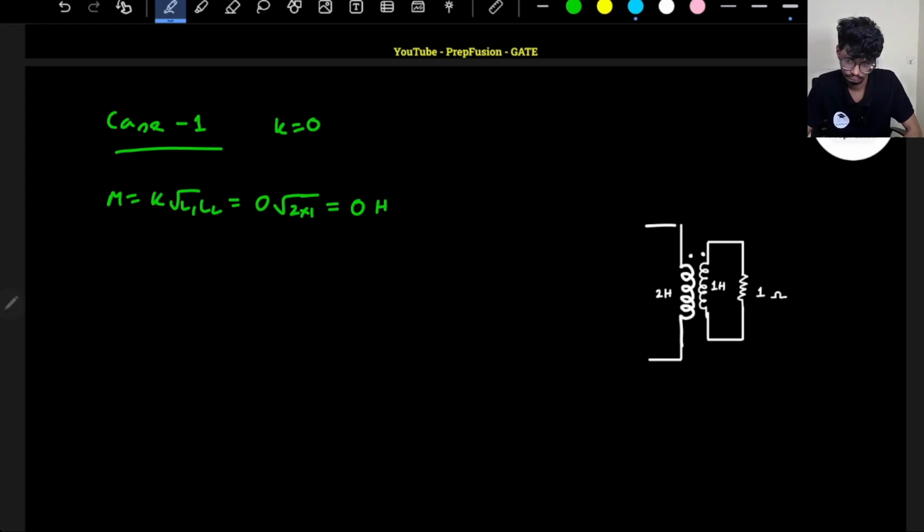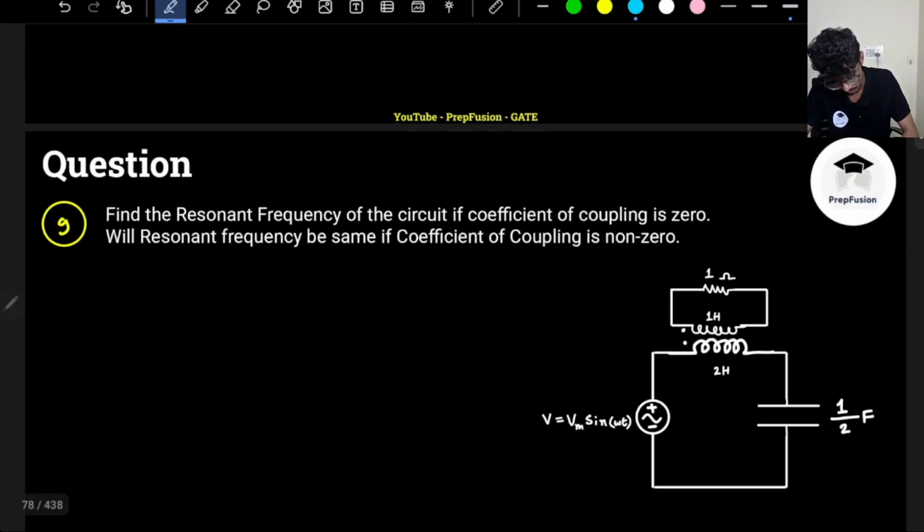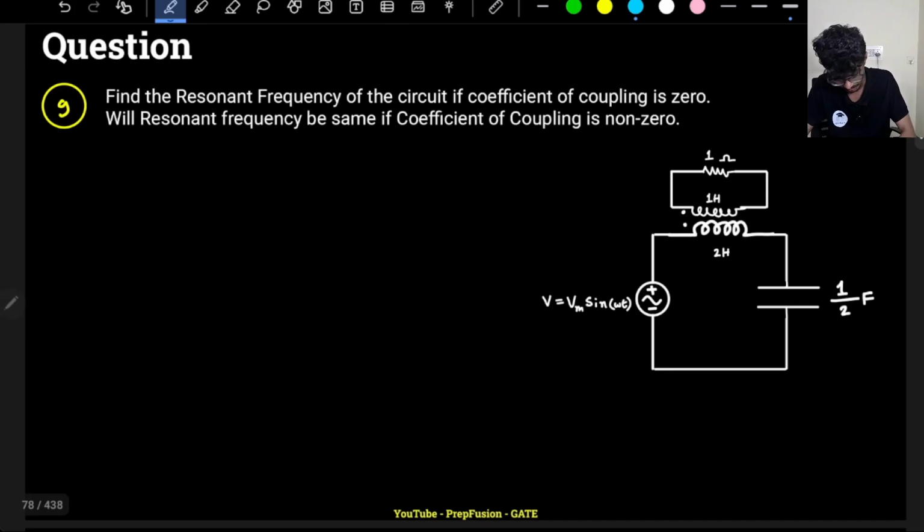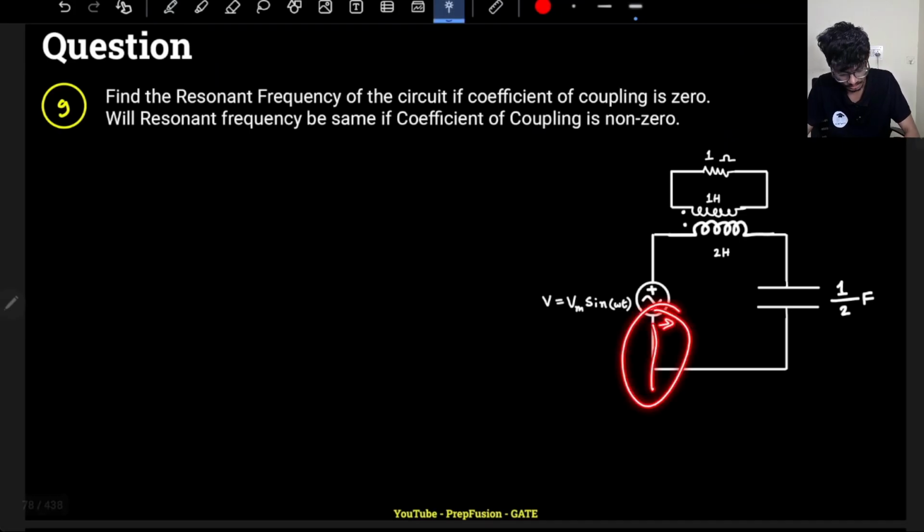So now I can easily find out the Z equivalent. In resonance, basically we make the imaginary portion of the input impedance equal to 0. This will be my input impedance seen from the transformer, seen from here. For that, I have to find out the impedance seen from these 2 points.